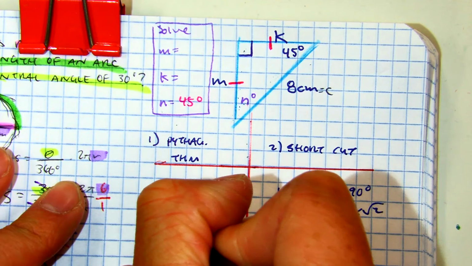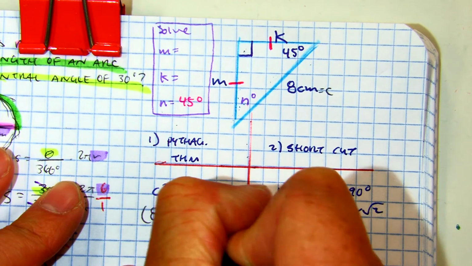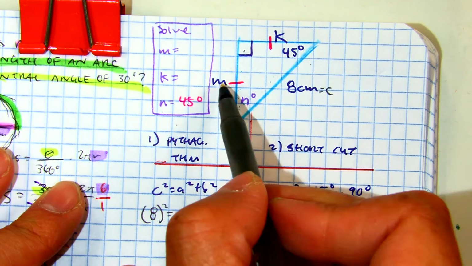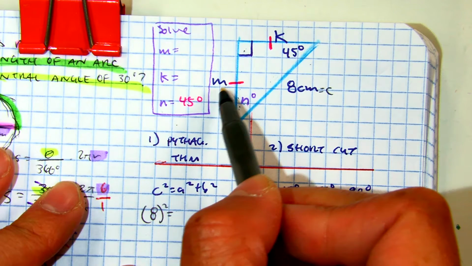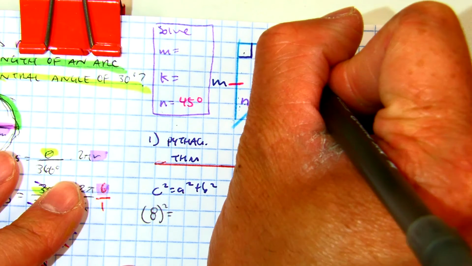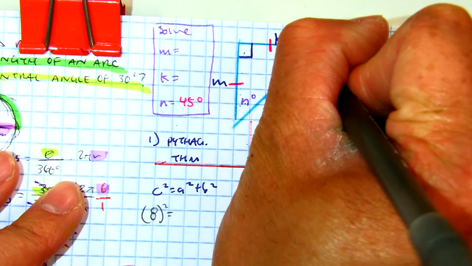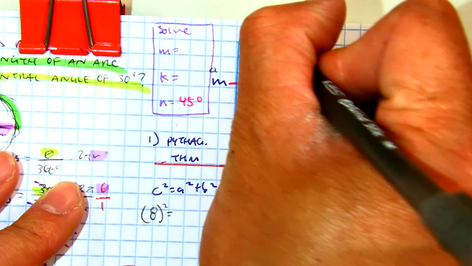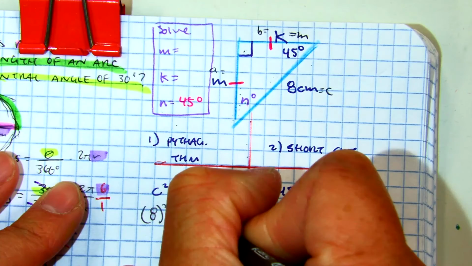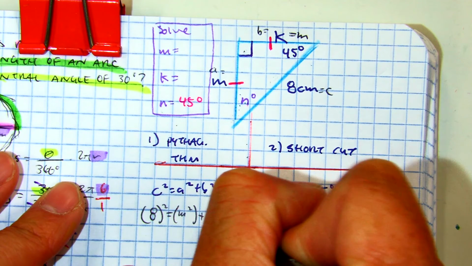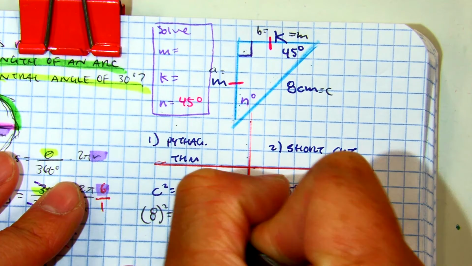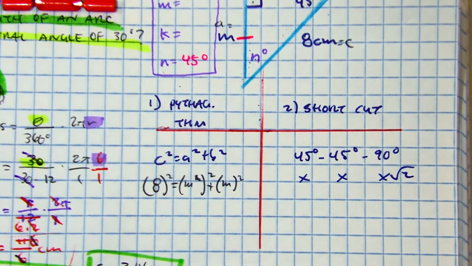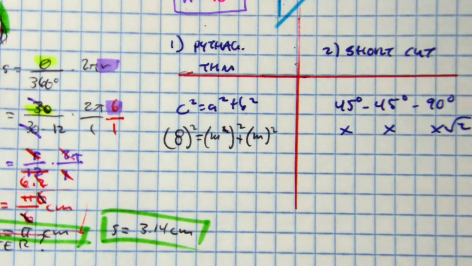So I'm going to write 8 squared. And because m and k are congruent, you can write the same variable for them. What does that mean? You can write m up here. So when I write my formula, if this is a c, a and b does not matter, then I can just say m squared plus m squared. Oh, I should have written the squared on the outside. And then from here I can just solve it.